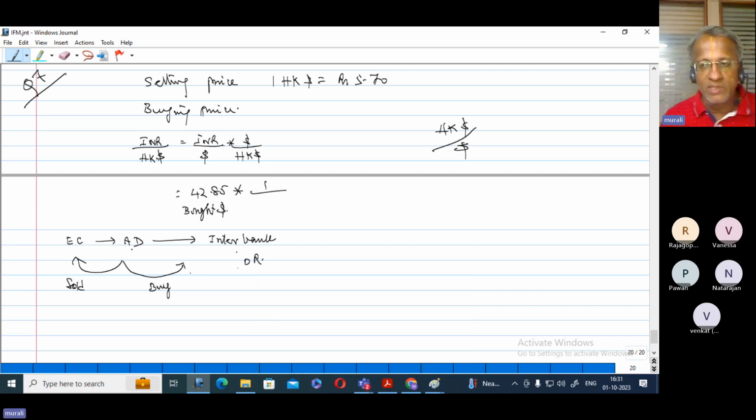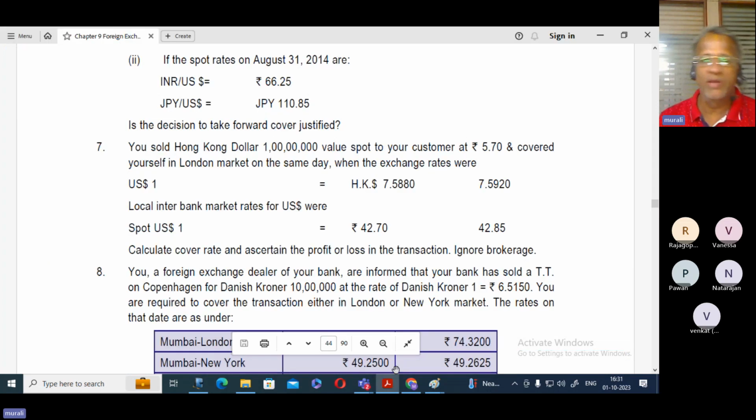So Venkat Raj has got some point to say. How about others? Pavanji, Vanessa, Natarajan, and Rajagopalan. Please tell me why his number of 1 divided by 7.5880 should be accepted. Sir, here I am going to sell dollars. Therefore, the banker will buy from me only at a lower rate. Therefore, I will take 7.5880.